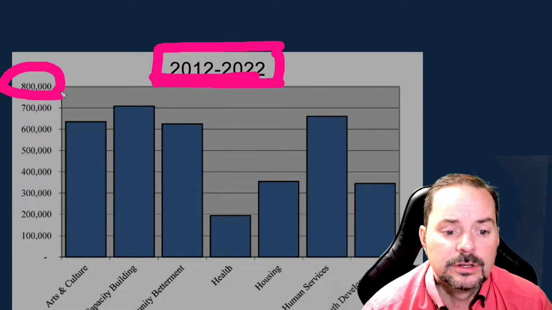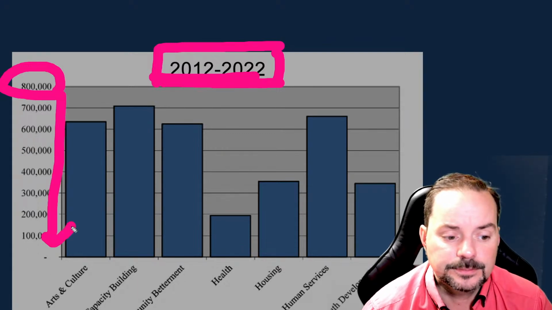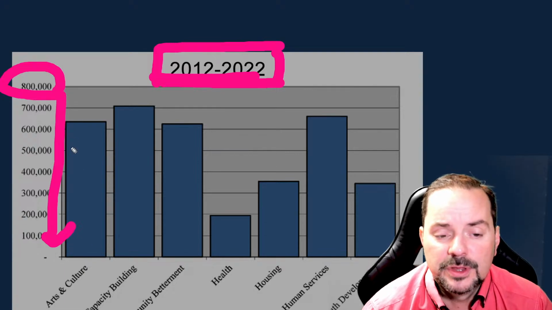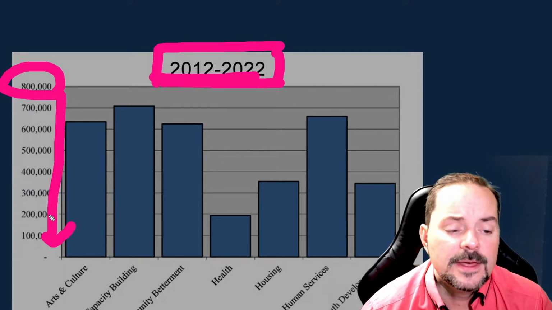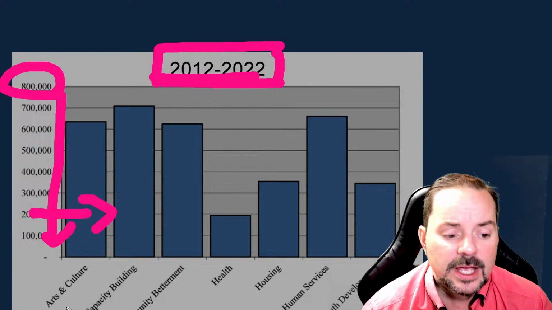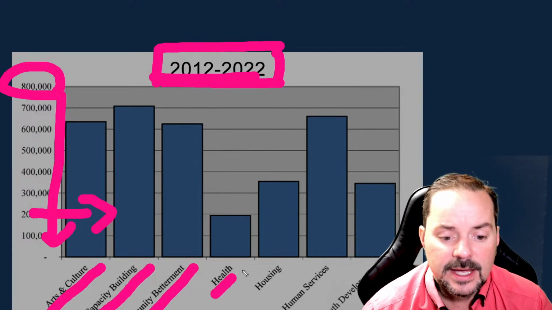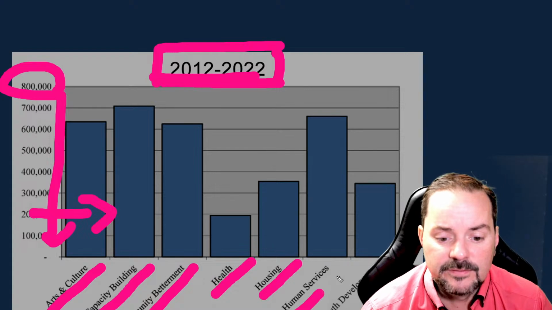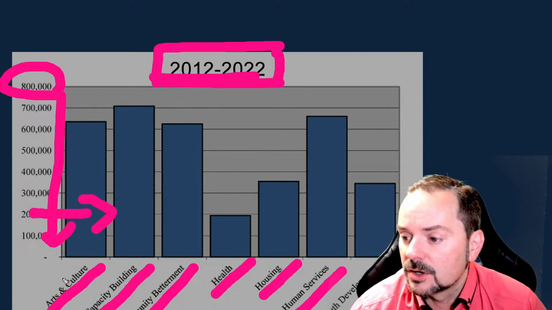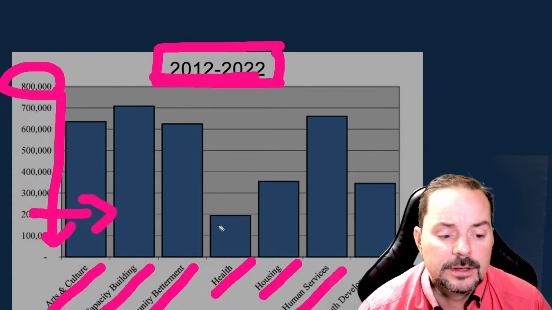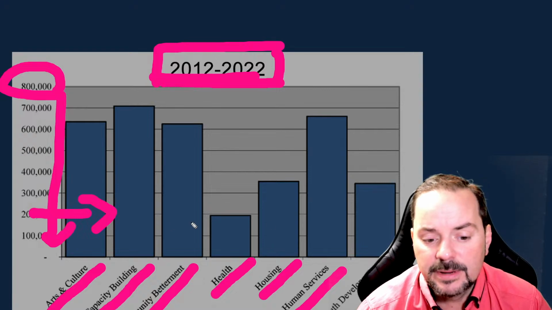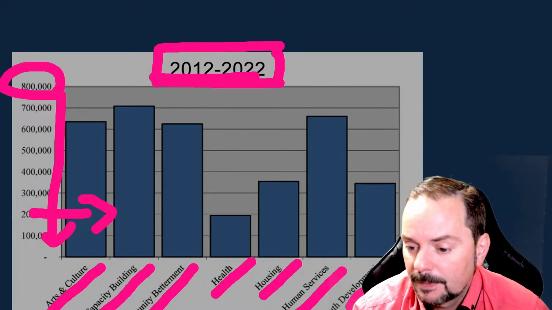And then you can kind of look down. So you see that it starts at 0 and then moves with intervals of 100,000. And then you go this way and you look at the different industries that this government invested into. So you see it's arts and culture, capacity building, community betterment, health, housing, human services, youth development.